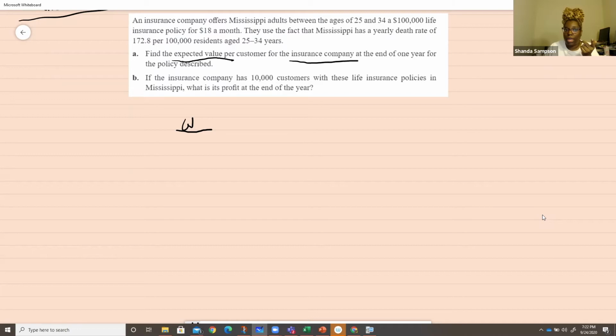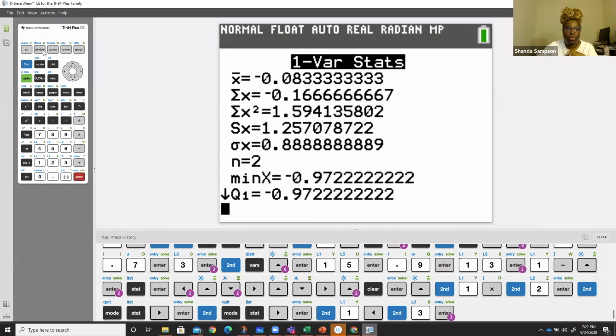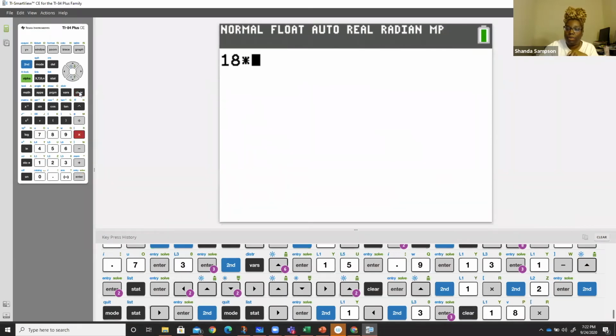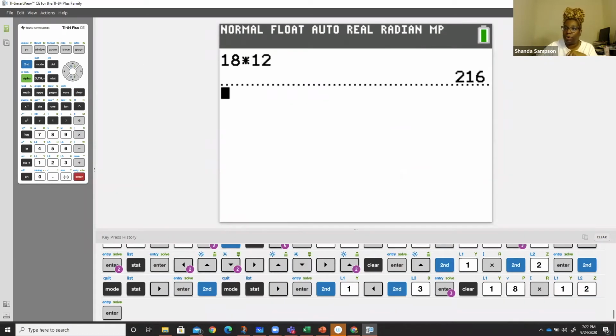Who's getting a win? So if they charge you $18 a month and they want to know about the end of the year, so they're charging you $18 a month, the first thing is 18 times 12, right? So 18 times 12 is 216. So that's the first thing we do.